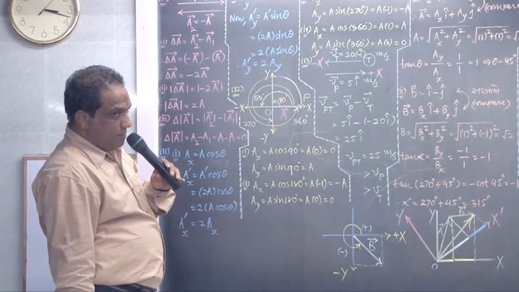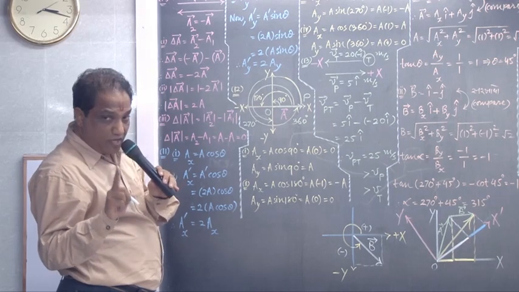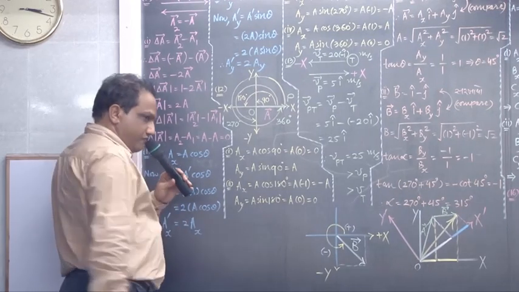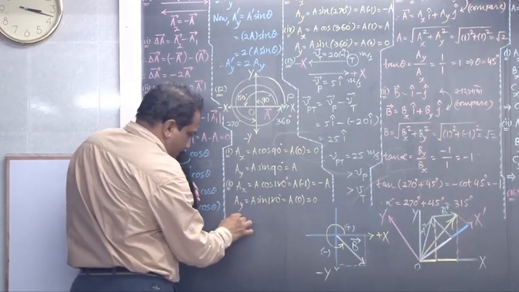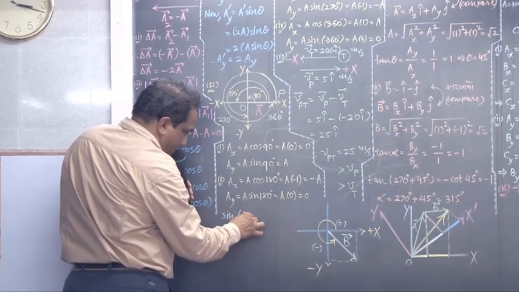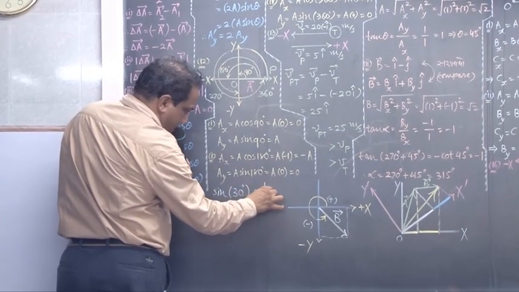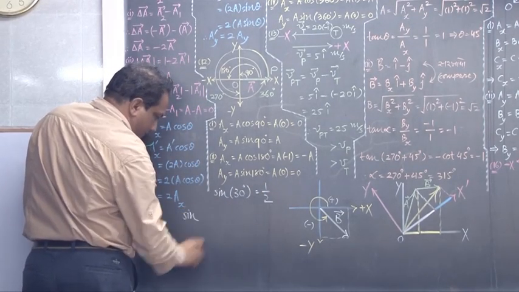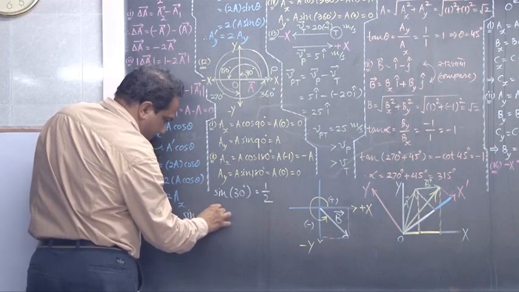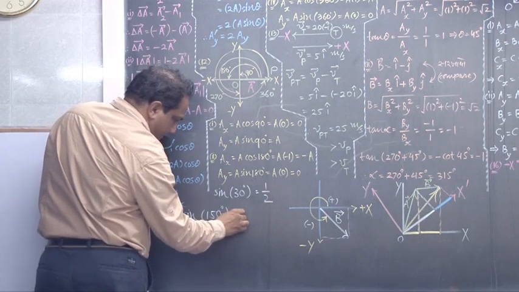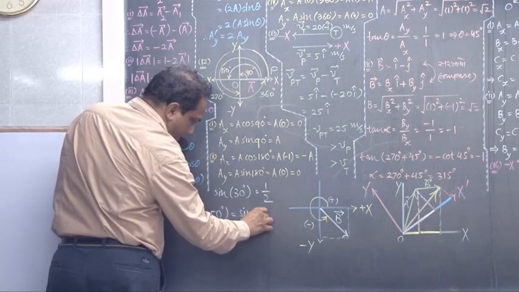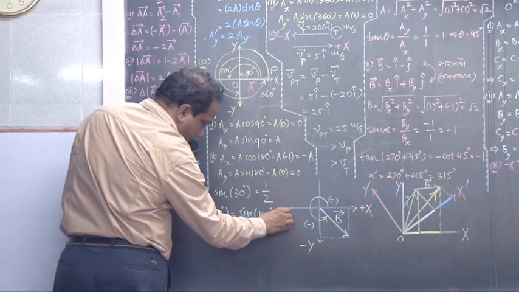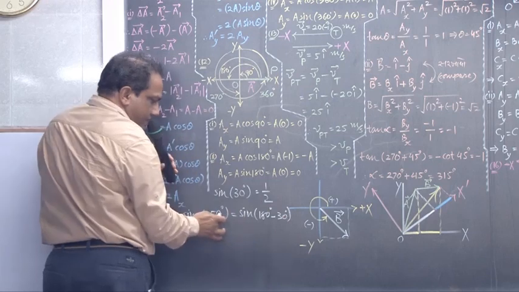Look, this is a very good proof. You will understand it completely provided you remember this fact. What is that fact I am showing you? Look here. Sine 30 degree, everybody knows it is 1 by 2. Correct? Suppose I want to find sine of 150 degree. Then it is sine of 180 degree minus 30 degree, because 180 minus 30 is 150.